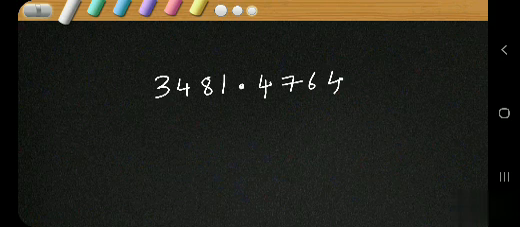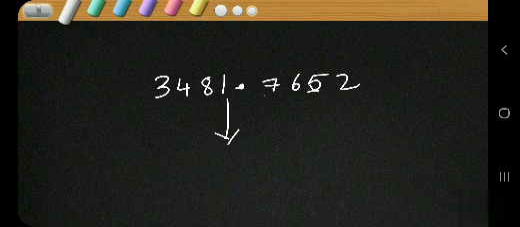Suppose the given number is, let us discuss a number having different digits, 3481.7652. Okay, what is the place value of this 1? Place value of 1 is what? 1 is in which place? Ones place. This 1 is in ones place. So 1 into 1, place value is 1.